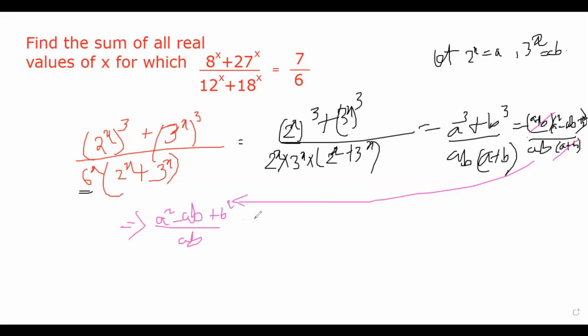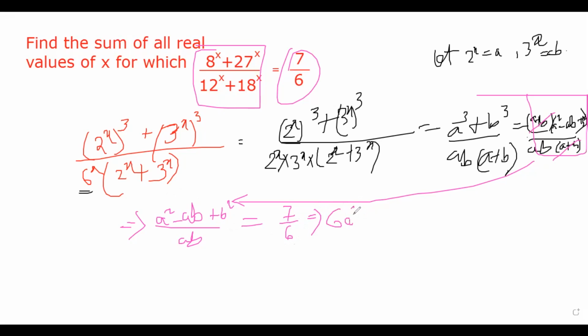And by the problem this entire part is equal to 7 by 6. So (a square minus ab plus b square) whole divided by ab is equal to 7 by 6. Now from this, after doing cross multiplication, we get 6a square minus 6ab plus 6b square equals 7ab, and when this 7ab comes to the LHS we can write it as minus 7ab, so 6a square minus 6ab minus 7ab plus 6b square is equal to 0.